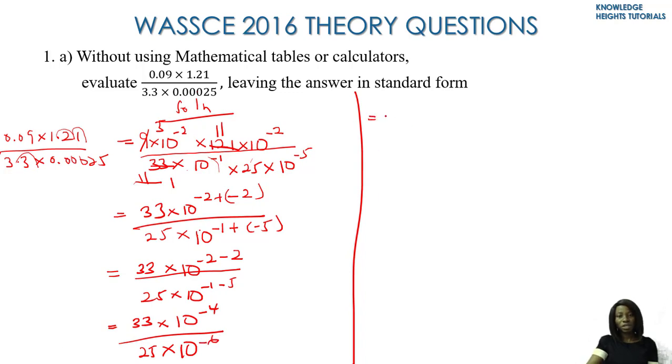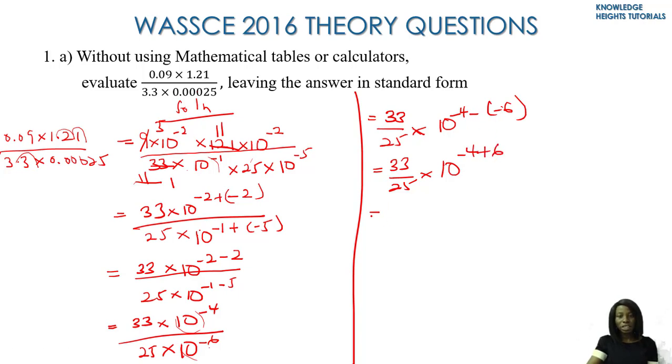Let's continue from here. So we have 33 over 25 times 10, because we still have the same base here, and this time they are dividing, so we are going to subtract their exponents. So -4 minus -6, which will be equal to 33 over 25 times 10 exponent -4. Negative gives us a positive, so +6. And -4 plus 6 will give us what? A +2.